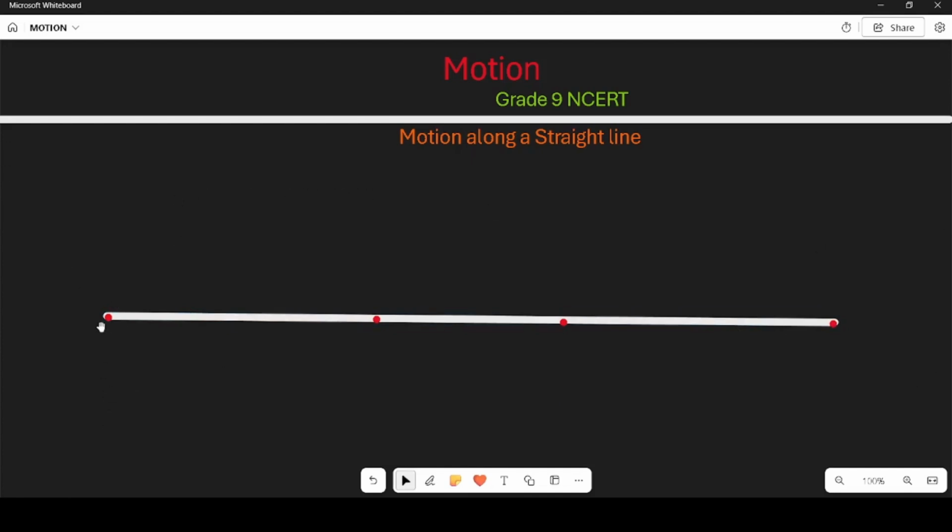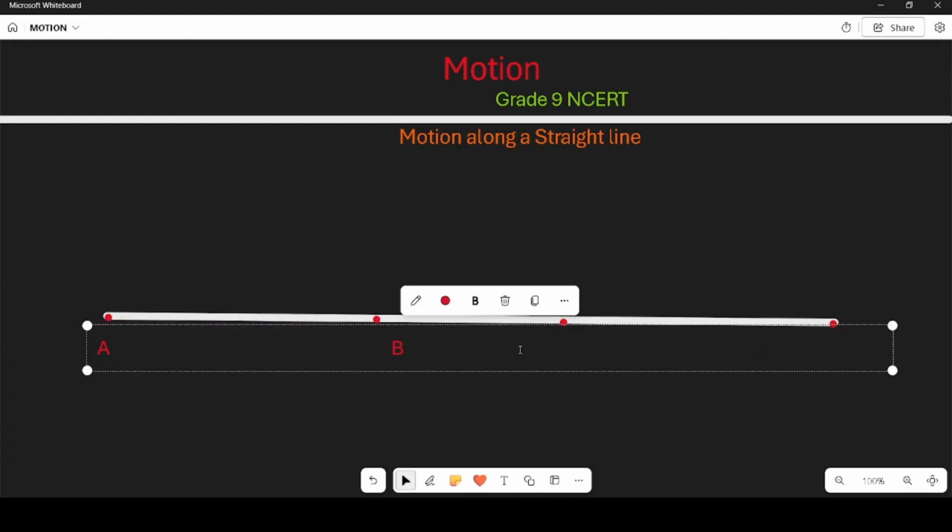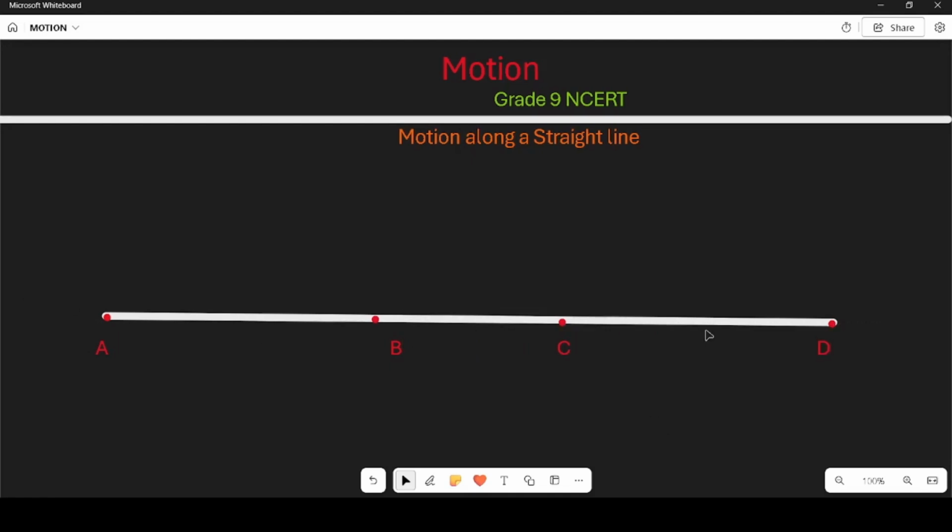Now this is city A, and next comes city B, then city C, and city D. Now these are the 4 cities, and let's say a car is traveling from city A to city D. Now there can be many instances we can describe from this motion along a straight line. We can describe the distance, displacement, speed, velocity, acceleration, etc. For now, let's just go on with the distance and displacement.